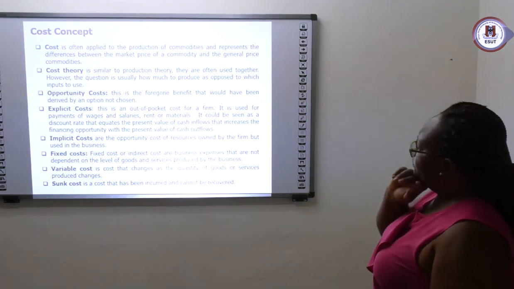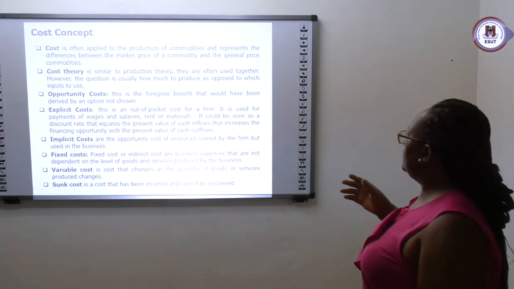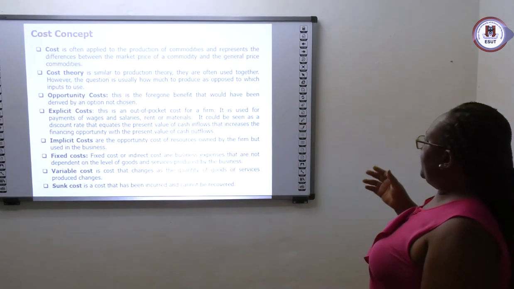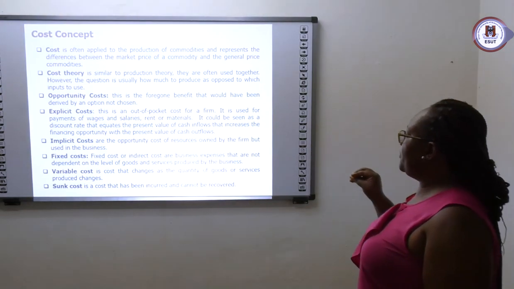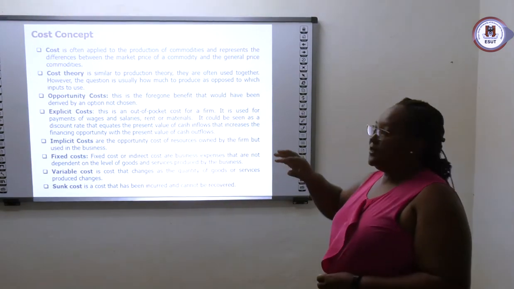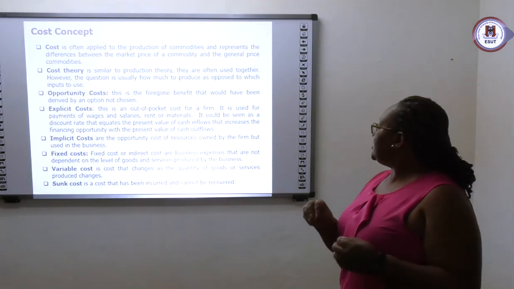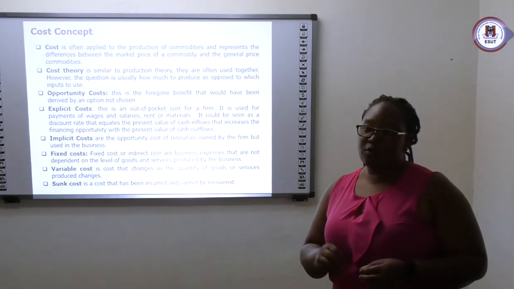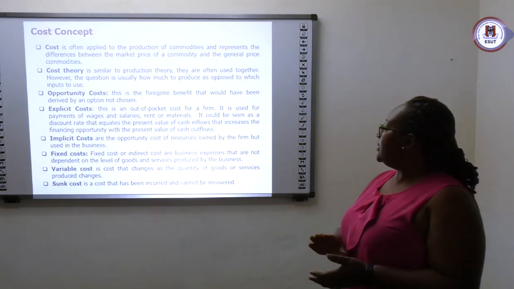Here, we can see that cost is often applied to the production of commodities and represents the difference between the market price of a commodity and the general price. That is the difference between the market price and the general price of a commodity. So that's the meaning of cost.